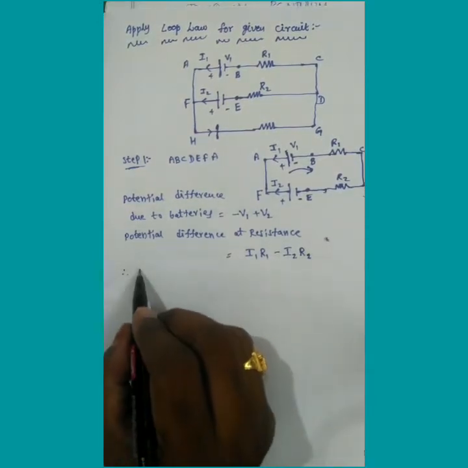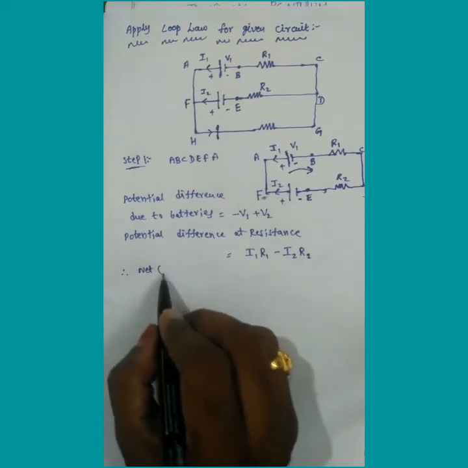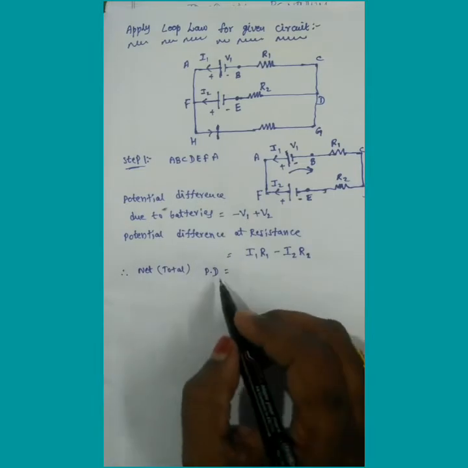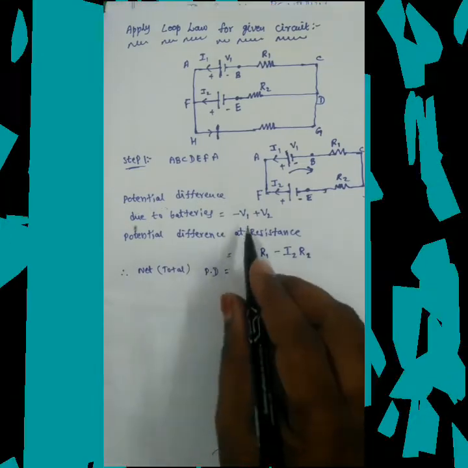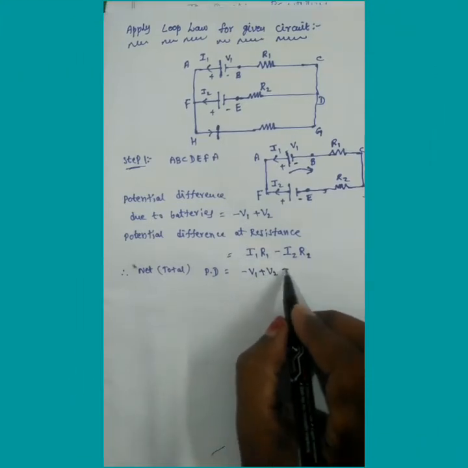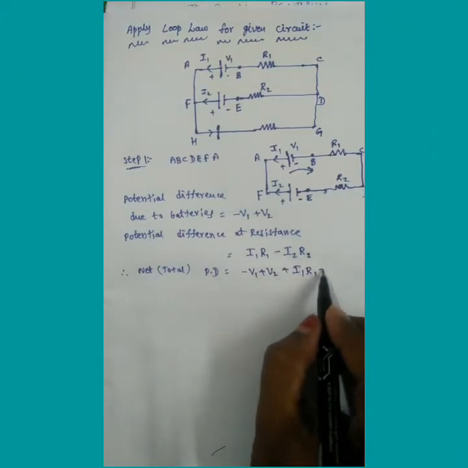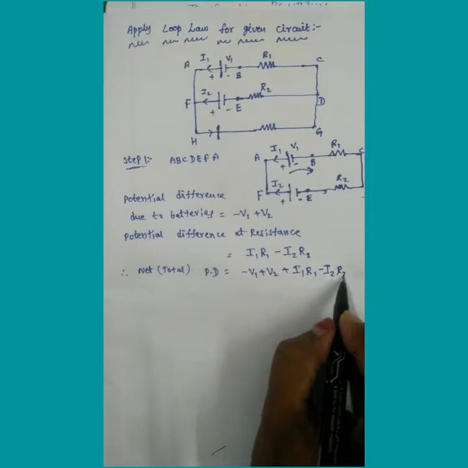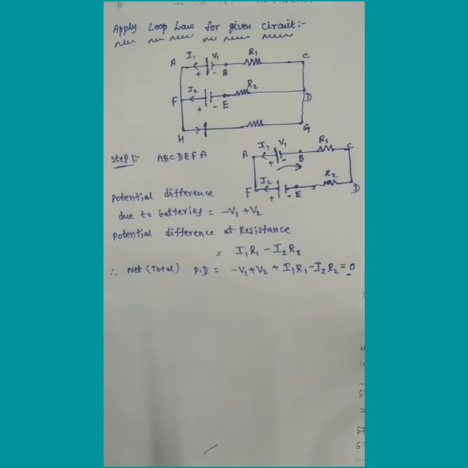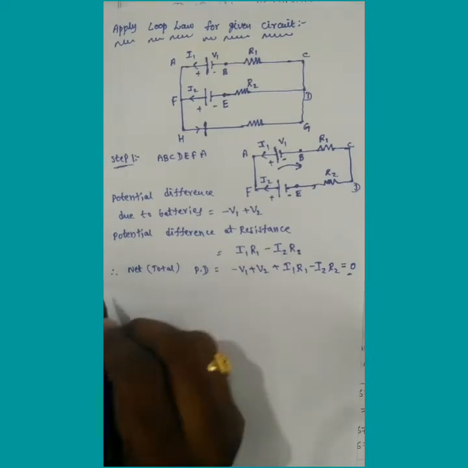The net or total potential difference equals minus V1 plus V2 plus I1 R1 minus I2 R2, which according to our law equals zero. This is our first loop. Now we have to apply it for the second loop. What is the second loop?